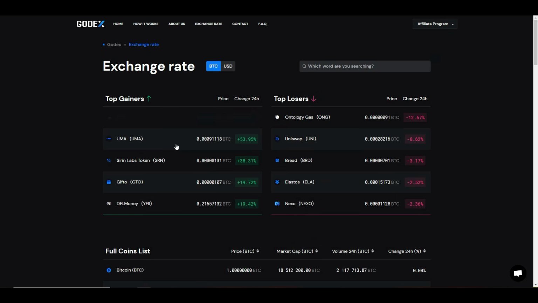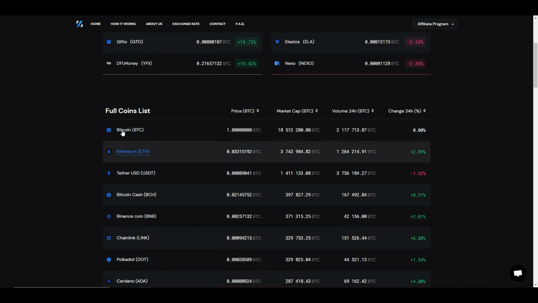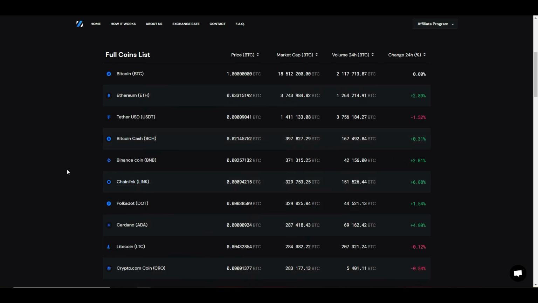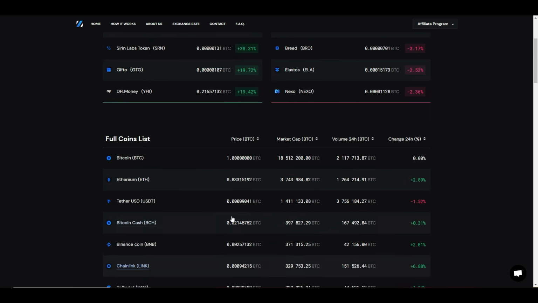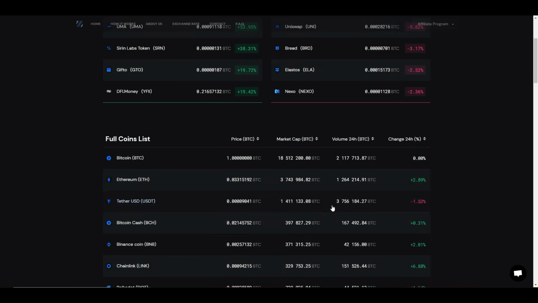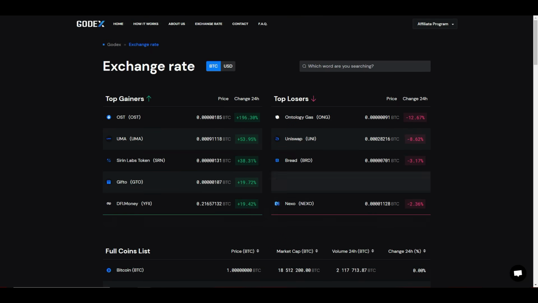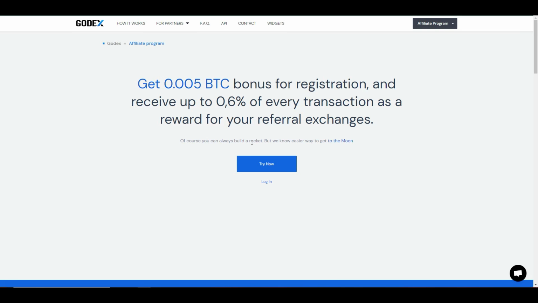Here, just giving you some exchange rates, the top gainers, the top losers. Very nice API, very clear, guys. You can see their full coins list, from Bitcoin to Ethereum to Tether, Bitcoin Cash. They really make it easy for you to understand and for it to be applicable. So you just see it here, very easy to read, guys, and you see all the information about it, their market cap, their volume, etc., etc. You see the affiliate program for personal, for business. So you see it, man, very awesome.